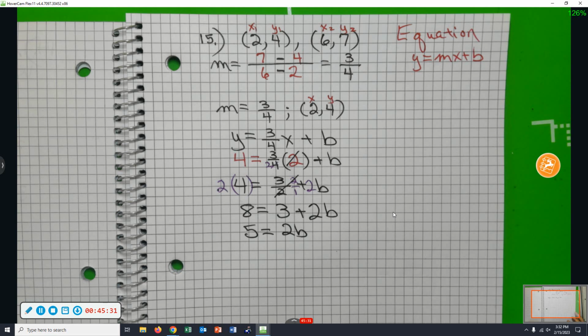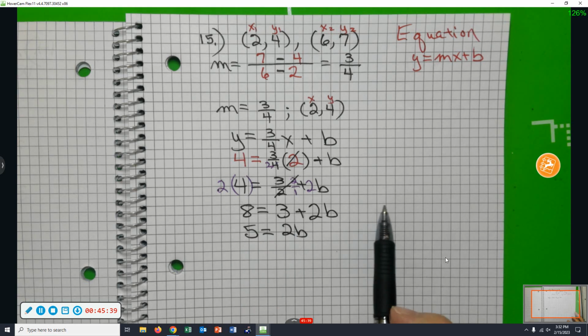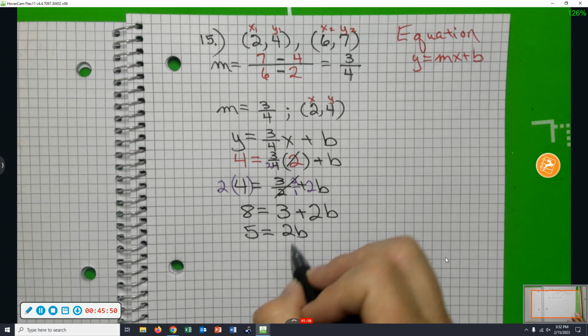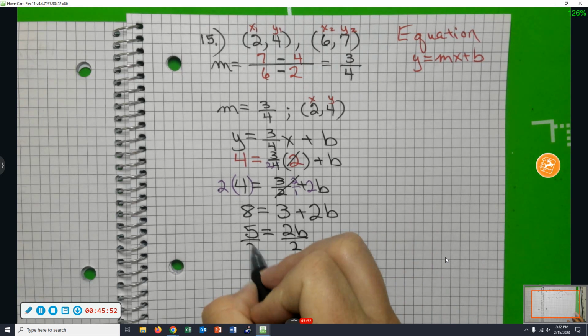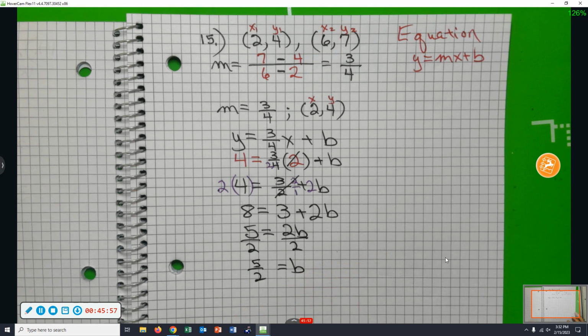Negative or positive? Positive. I'm thinking it's going to be positive, right? I'm not moving the 8 over to the right. I'm moving the 3 to the left. 8 minus 3 gave me a 5. Okay, and then divide by 2 to give me b equals 5 over 2.